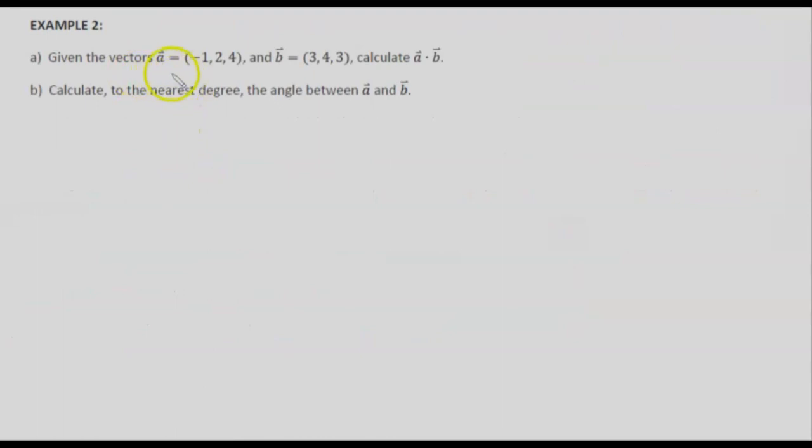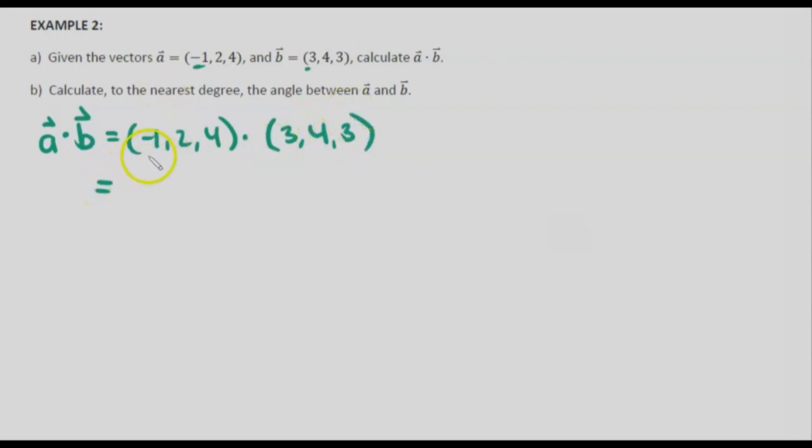Example 2: given the vectors A and B, calculate A dot B. If you think about the definition of A dot B, we're going to multiply the components of A and B. So if we have -1, 2, 4 dot 3, 4, 3, we're going to do -1 times 3, and I'm going to write this out for this question. Then we're going to go 2 times 4, and then 4 times 3. In between all of these, we're going to add them.